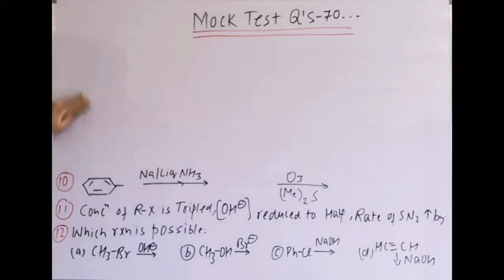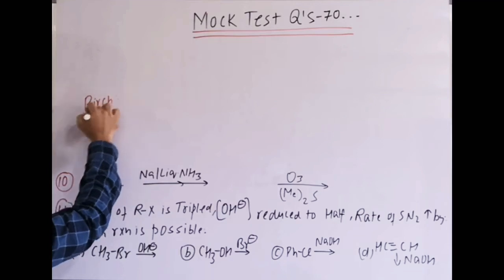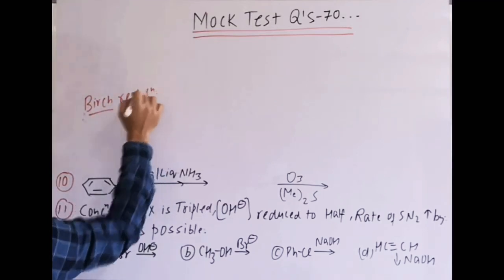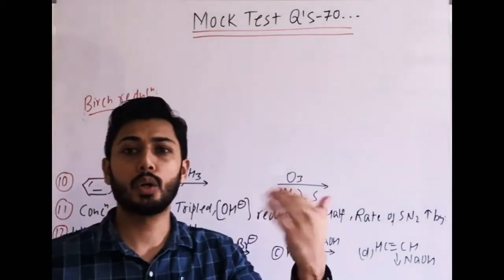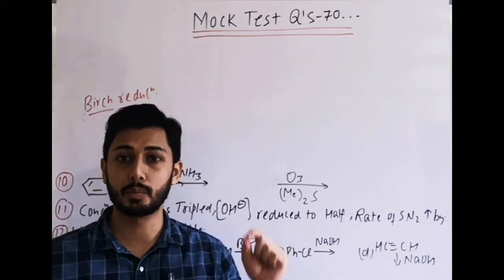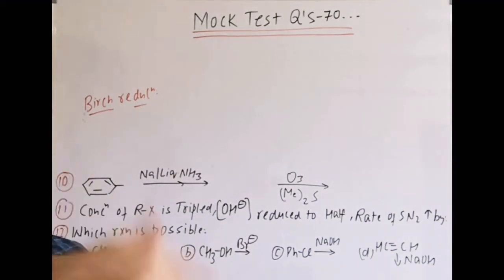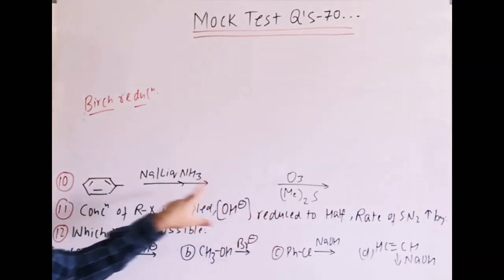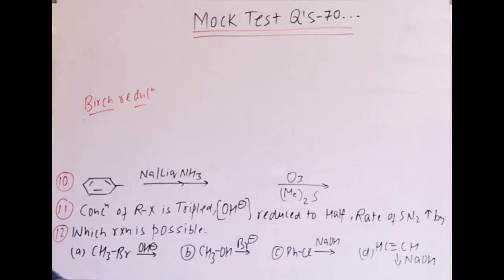Now in question number 10, in the last two discussions I have covered one name reaction, which is Birch reduction. I explained its mechanism with benzene, and then told you what product is formed if an electron withdrawing group is there, and what product is formed in Birch reduction if an electron releasing group is there. I think it was in the last to last discussion, after the 55 paper mock test. You can see in the description where Birch reduction is covered.